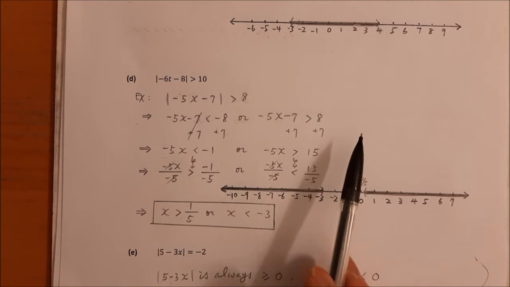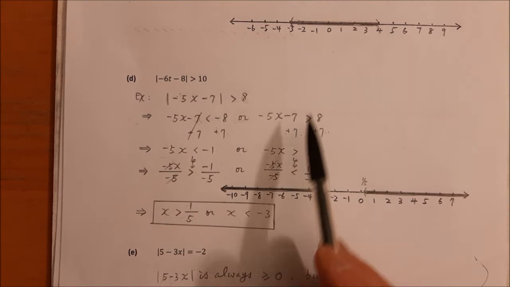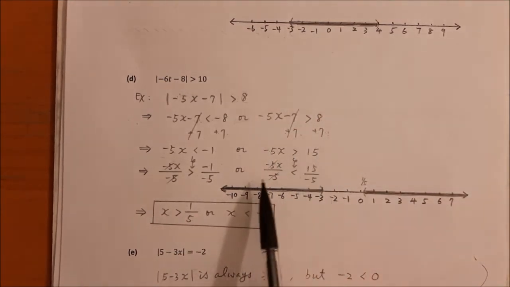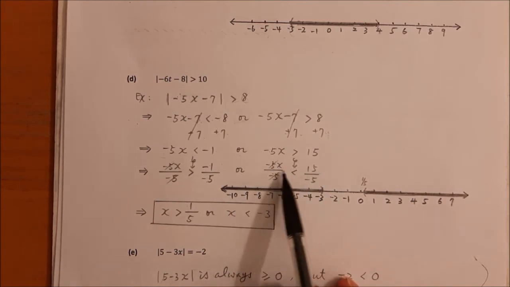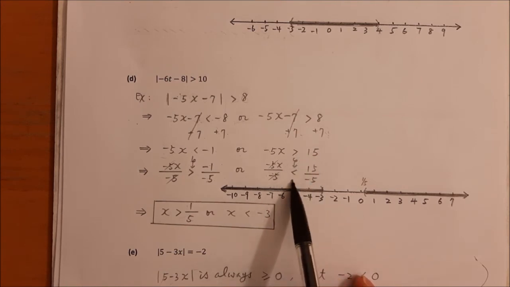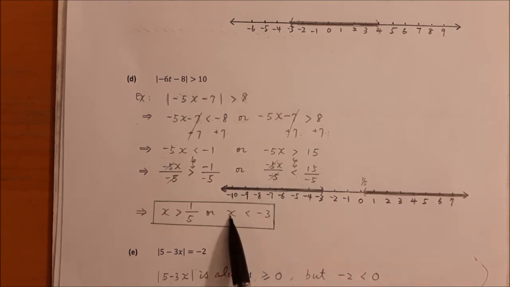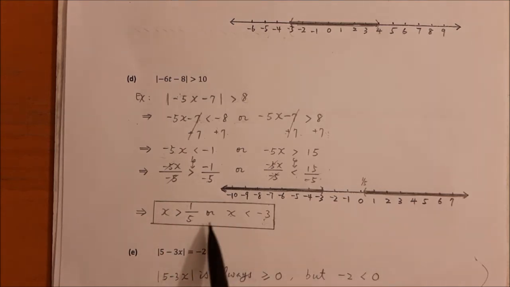Or the other side, solve this inequality. Add 7 on the left and the right, that's 0. You get negative 5x greater than 8 add 7, which is 15. Then divide left and right by negative 5. Negative 5 cancels, and since you divided by a negative, greater than changes to less than. You get x less than 15 divided by negative 5, which is negative 3. So your solution is x greater than 1/5 or x less than negative 3.